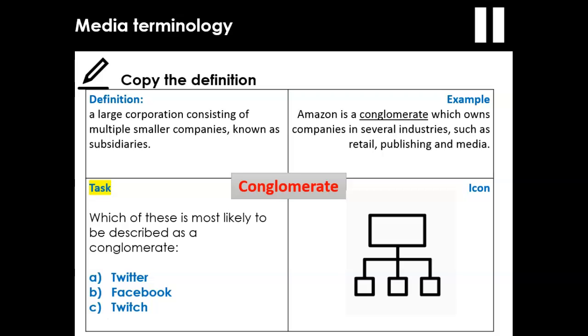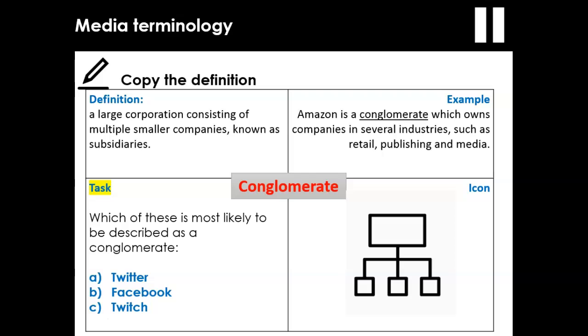A conglomerate is a large corporation that consists of smaller companies, and we refer to these smaller companies as subsidiaries. An example here might be Amazon. Amazon can be seen as a conglomerate. It owns several companies in different industries, such as that of the retail industry, in publishing, and in media also.